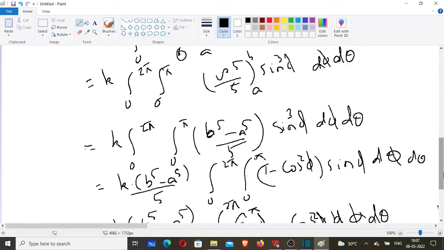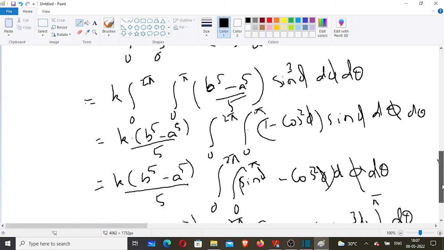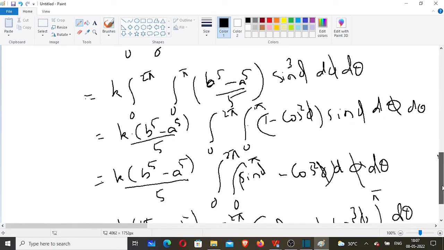Now we can take out the constant term, b raised to 5 minus a raised to 5 by 5, to the outside. Then it becomes k into b raised to 5 minus a raised to 5 by 5, integral 0 to 2 pi, integral 0 to pi, sin cube phi. To integrate, we can change it to sin square phi into 1 minus cos square phi, into sin phi d phi d theta. So it becomes k into b raised to 5 minus a raised to 5 by 5, integral 0 to 2 pi. When we multiply sin phi inside, it becomes sin phi minus cos square phi sin phi d phi d theta.